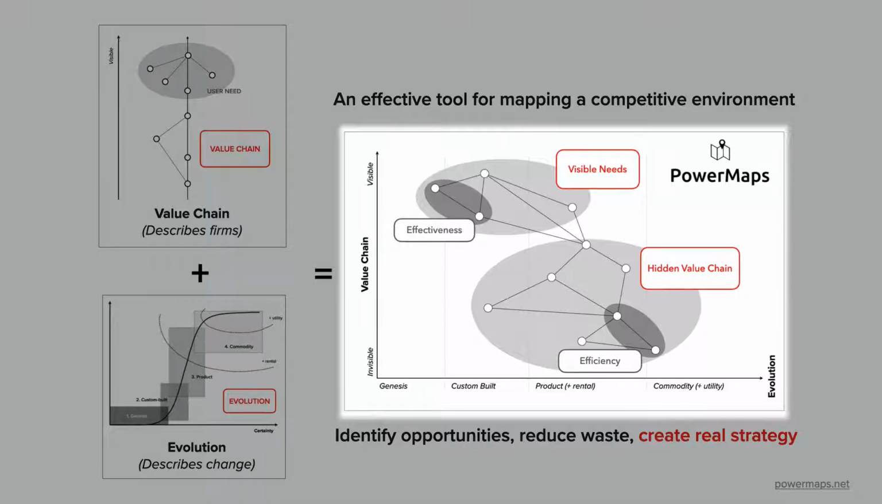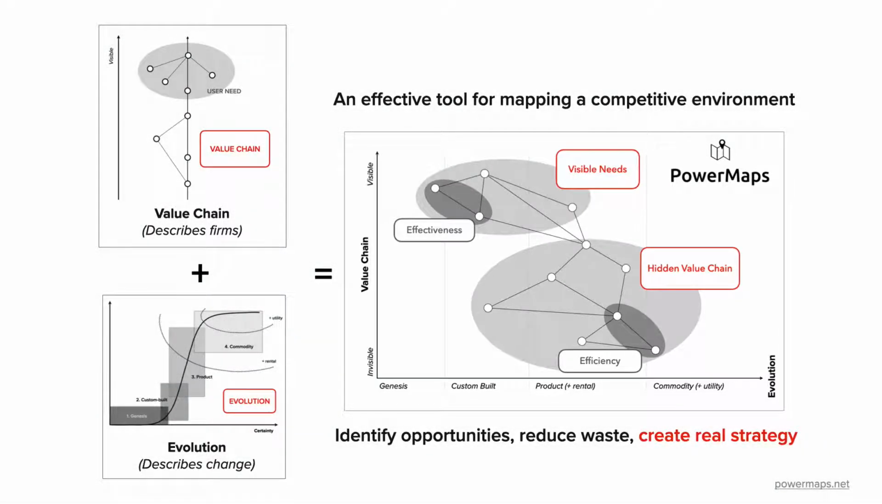A power map is an effective tool for seeing what's going on in a competitive environment and understanding how it's changing. With a power map, you can create effective responses. Power maps, which are based on Wardley maps, are used to identify opportunities, reduce waste, and create real strategy. In this video, we're going to focus on how to create a real strategy by showing you how to play the disruptive innovation game more effectively.